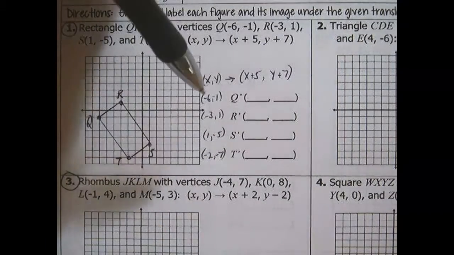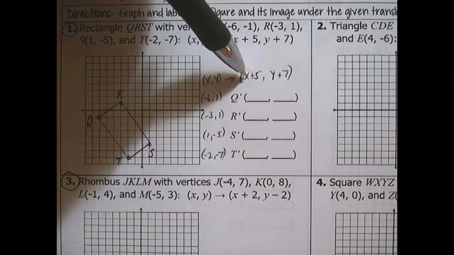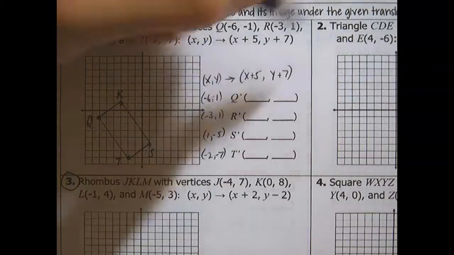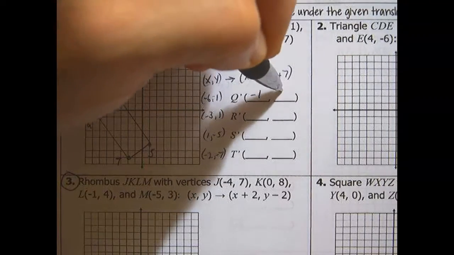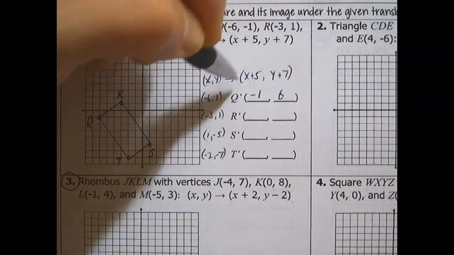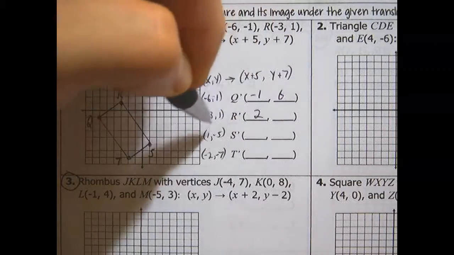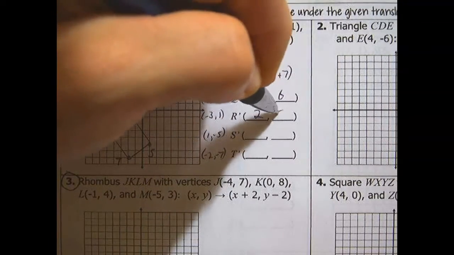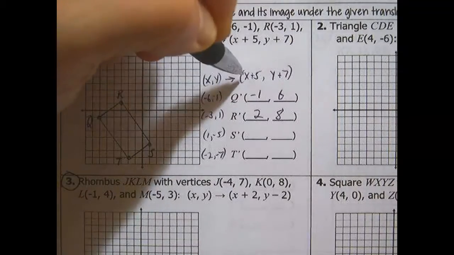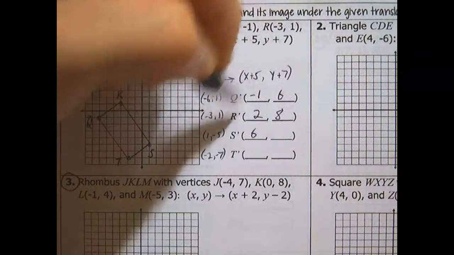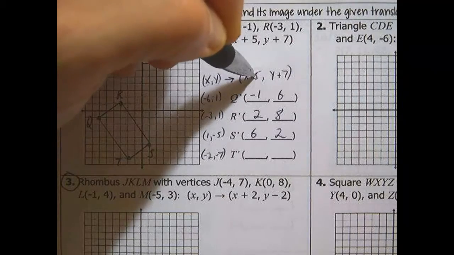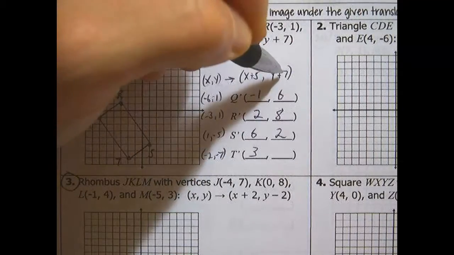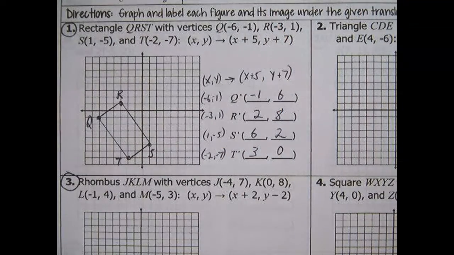So here's how it works. -6 is the x here. So -6 plus 5 is -1. -1 plus 7 is 6. -3 plus 5 is 2. 1 plus 7 is 8. 1 plus 5 is 6. -5 plus 7 is 2. -2 plus 5 is 3. And -7 plus 7, that's 0.